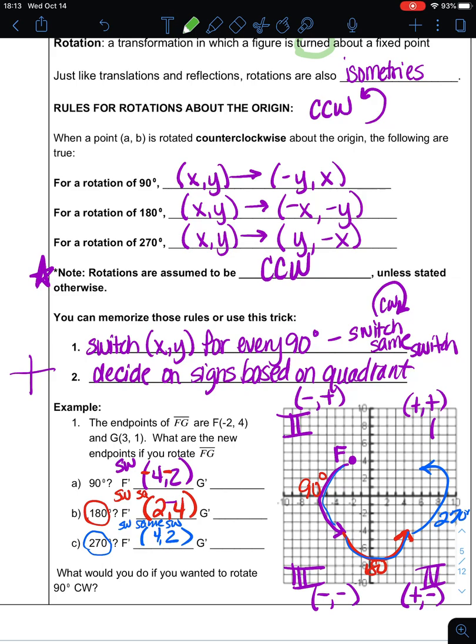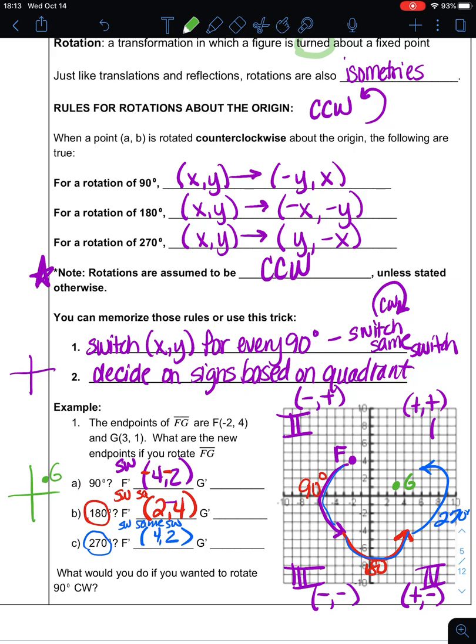So if you want to try, put it on pause and try G, but let's go in and I'll show you G. So G starts at 3, 1. Again, all we really care about is that it is in quadrant 1. So if you want, you could just put a G right there. You don't even have to be accurate.